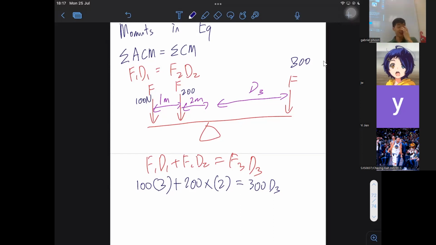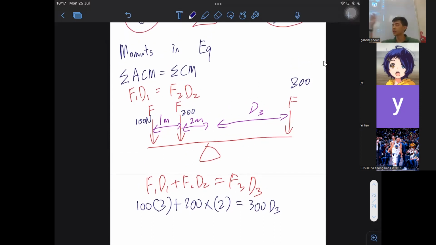Okay, anyone got any questions for this part here? Very important. Always write down the formula. Moments in equilibrium states that the total anti-clockwise moment must be equal to the total clockwise moment. Oh, by the way, until now, anyone don't know how to find which one is clockwise and which one is anti-clockwise? Anyone don't know how to find which is clockwise or anti-clockwise?